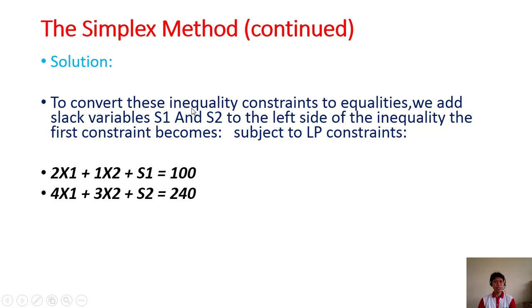Solution: to convert these inequality constraints to equalities, we add slack variables s sub 1 and s sub 2 to the left side of the inequality. The constraints become, subject to linear constraints, 2x sub 1 plus x sub 2 plus s sub 1 is equal to 100, and 4x sub 1 plus 3x sub 2 plus s sub 2 is equal to 240. So these are the slack variables so that we can convert into equalities.